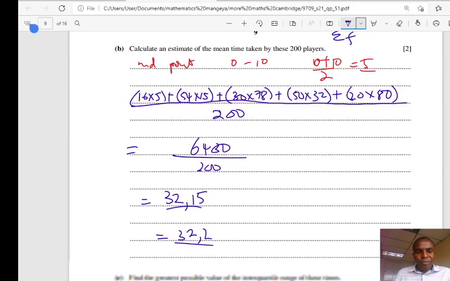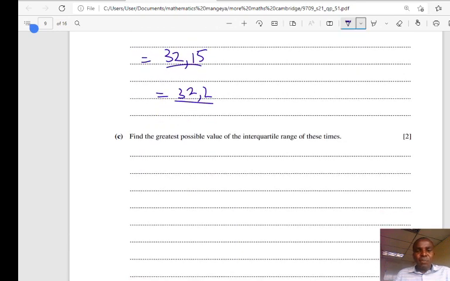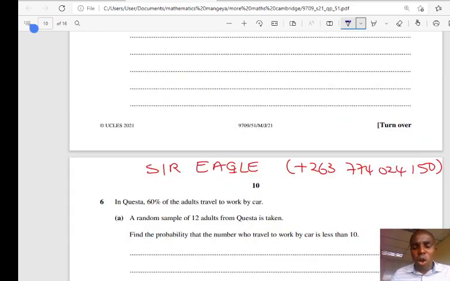Right, next, find the greatest possible value of the interquartile range. I'll just write the formula here. That's the upper quartile, Q3, minus Q1, the lower quartile.